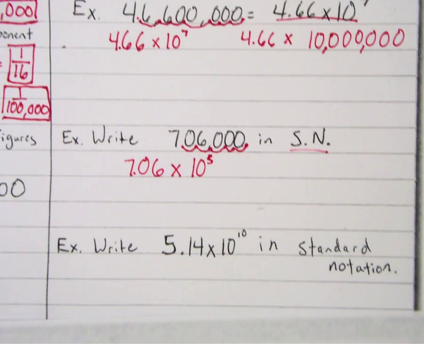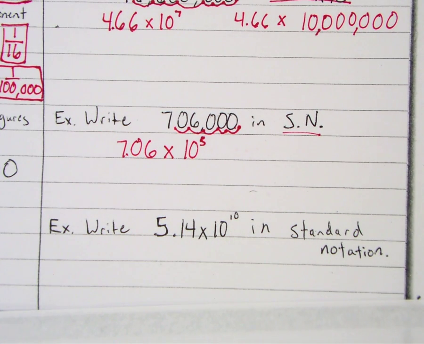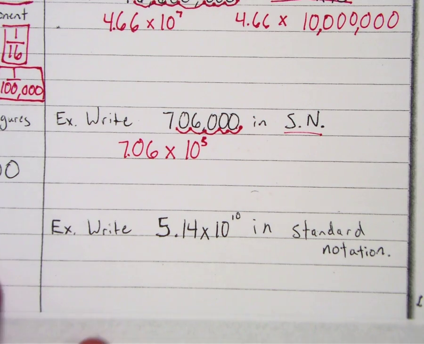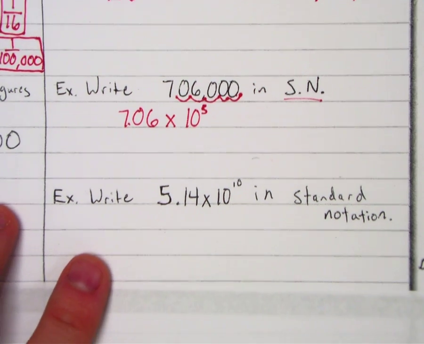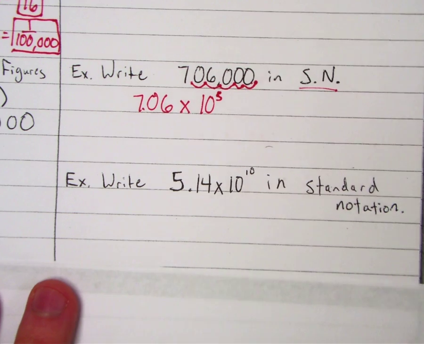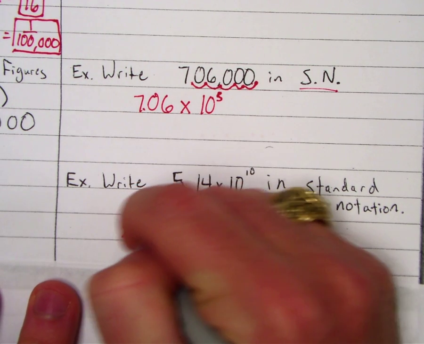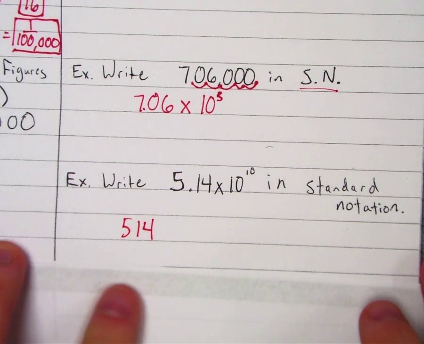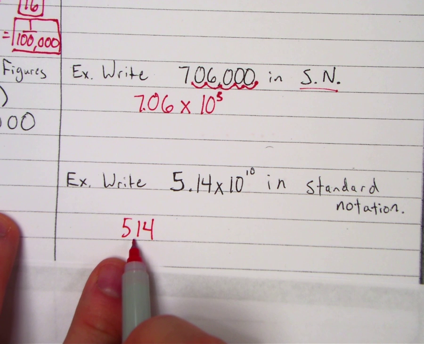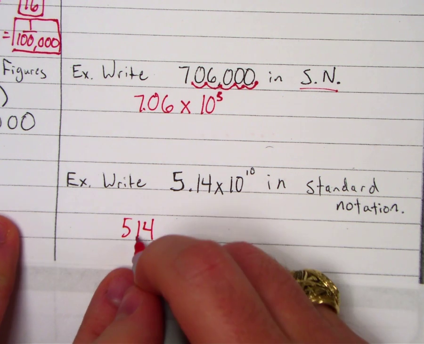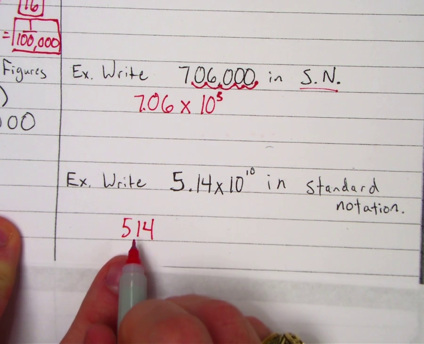Now, what if they give us scientific notation and we need to go to standard notation? It's the same process, we just go the other way. So this is 5.14 times 10 to the 10th. Well, let's write our significant figures. 514. Okay. And our decimal was after the 5. So now we're going to move it. Which way do you think?